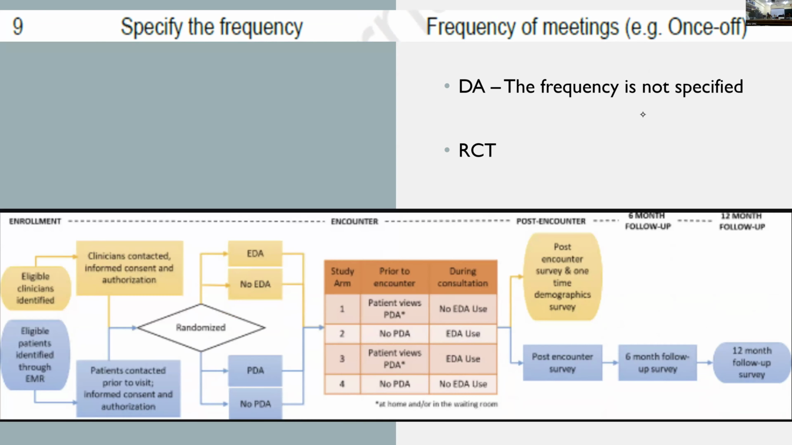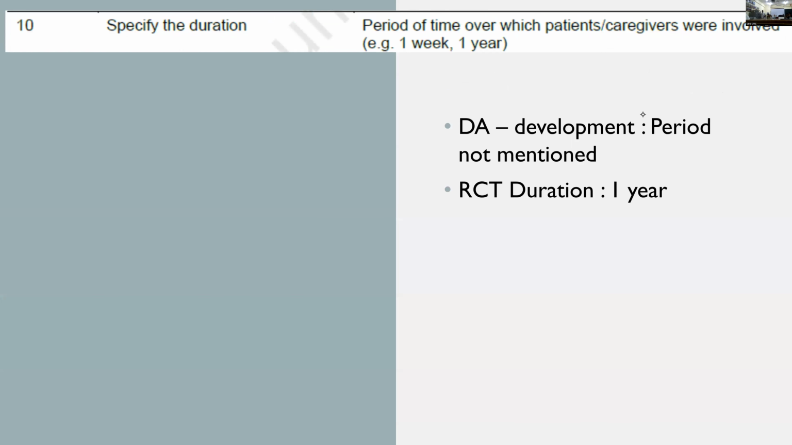This was a flow chart for the RCT. It was a randomized controlled trial. We'll come to that. They had a four-arm design. They had an immediate post-encounter survey, a 6 months follow-up, and a 12 months follow-up. So they had actually met post-encounter, at 6 and 12 months. Specify the duration. In the developmental aid study, they have not mentioned how long they took to make the study. But for the RCT, the final follow-up for the secondary outcome was 1 year.